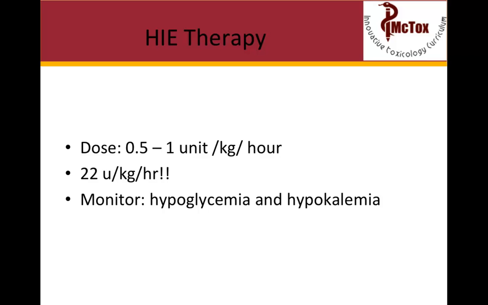Hyperinsulinemia euglycemia therapy is the administration of a high-dose IV insulin at a much higher rate than is used in DKA treatment. These infusions can be started at a dose of 0.5 units per kilo per hour and increased up to 10 units per kilo per hour. Some case reports use up to 22. Obviously, the treating physician should closely monitor the electrolytes and blood sugar, given the risk of hypoglycemia and hypokalemia.